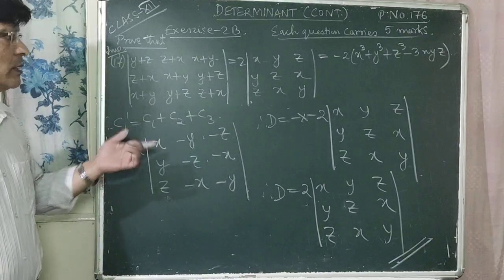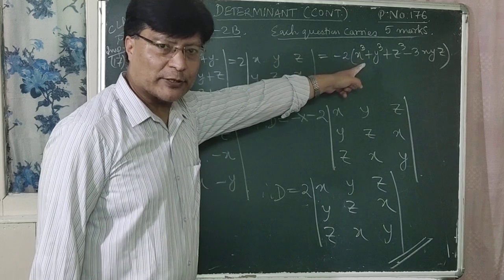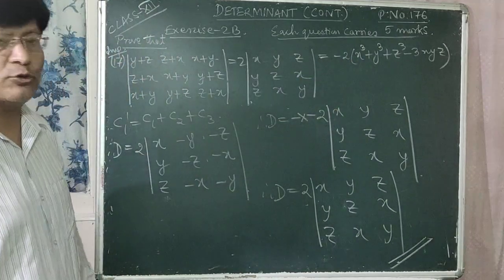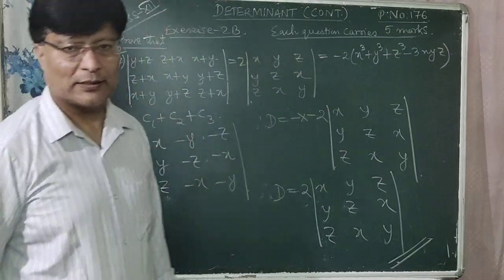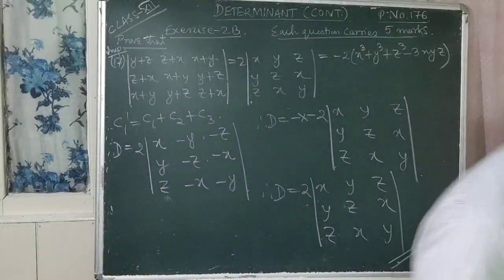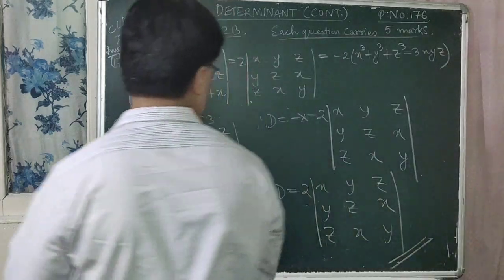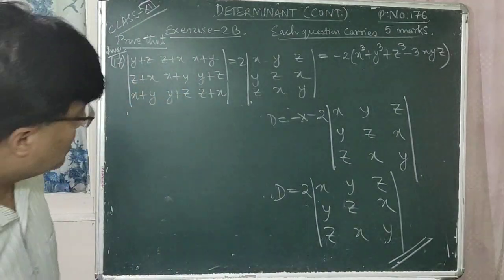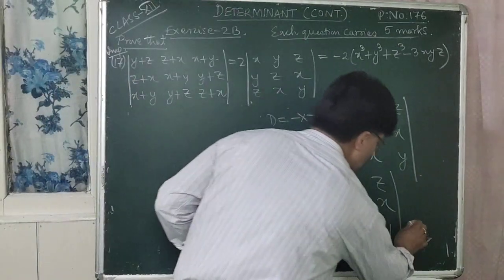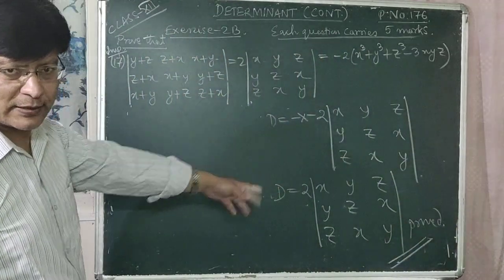So it is proved. Now we will prove this is equal to this expression, that is minus 2 into x cube plus y cube plus z cube minus 3xyz. That is, this second is equal to third, right? So let's prove it now. Now let's prove this second is equal to third. We can directly expand it, okay?